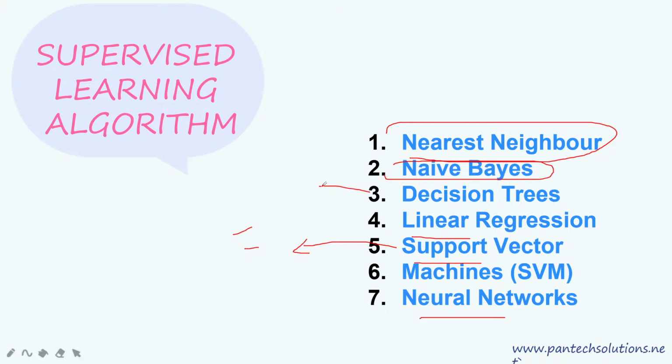These are just 7 algorithms I showed you, but we have a lot in classification and regression also. So that is supervised learning.